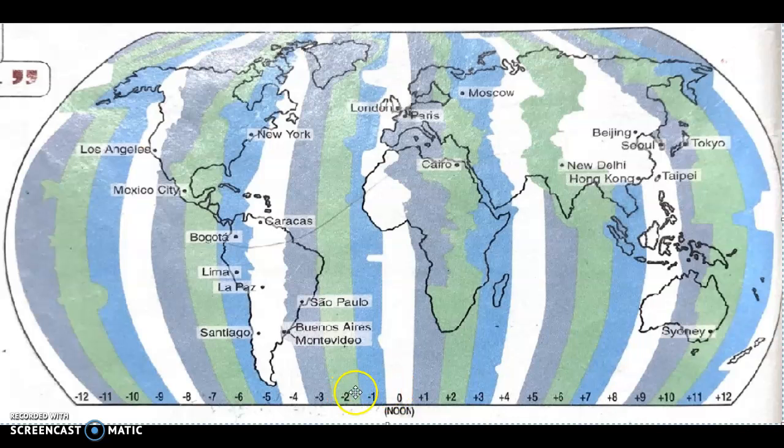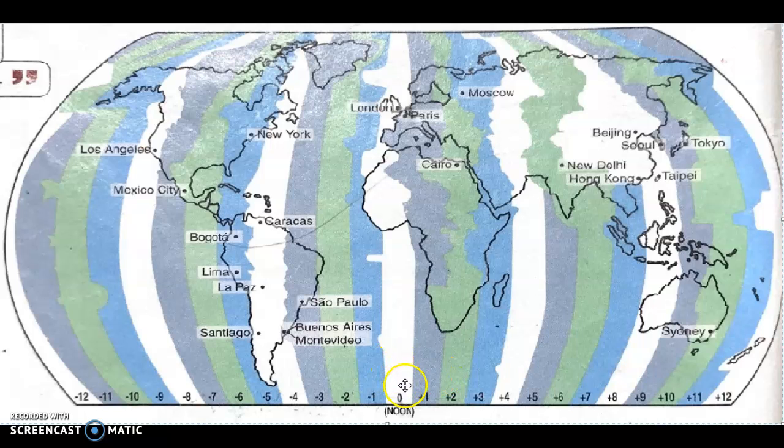To the left, we have -1, -2, -3, -4, -5, -6. Okay. To the right, we have +1, +2, +3, +4, +5, etc.